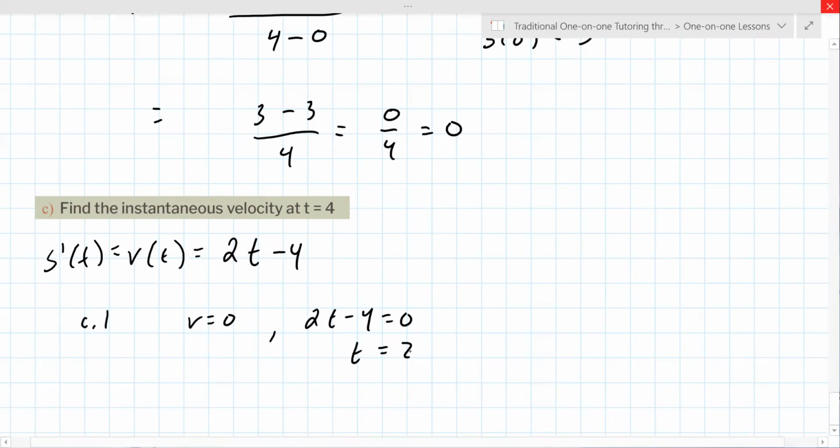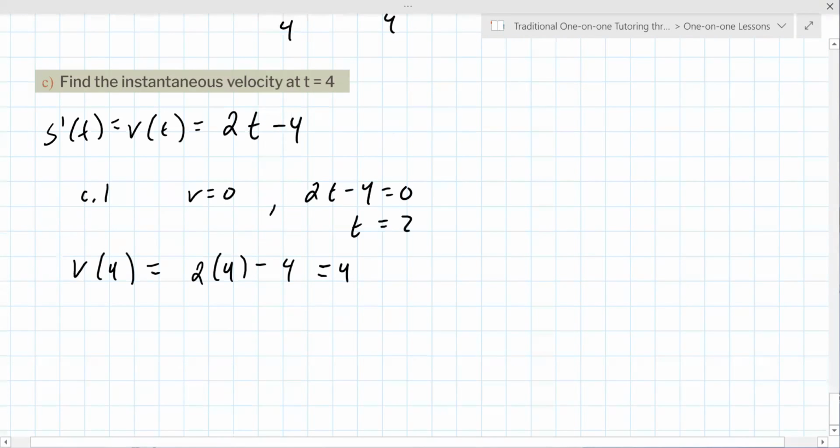And then the next question, oh no, I'm sorry. It wants the velocity at 4. So you have to find v of 4. So v of 4 is 2 times 4 minus 4. So 4. Yeah, a lot of 4s. So that equals 4. And then D, it says to find the acceleration at t equals 4.